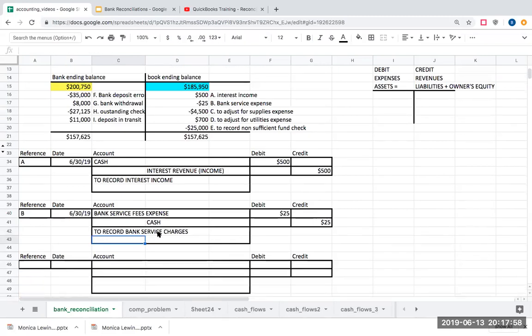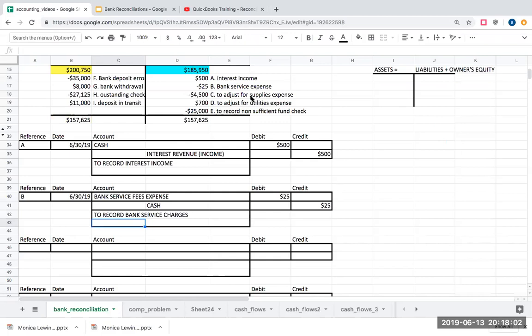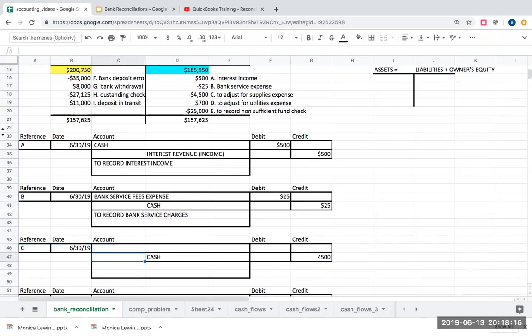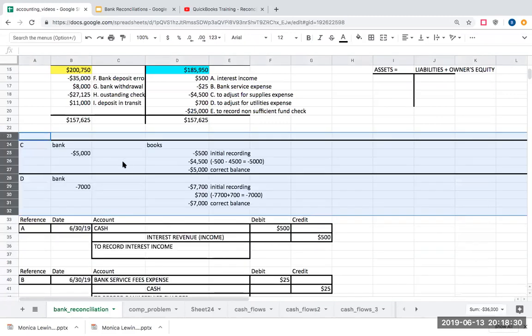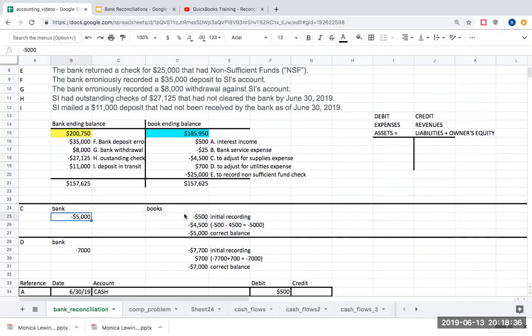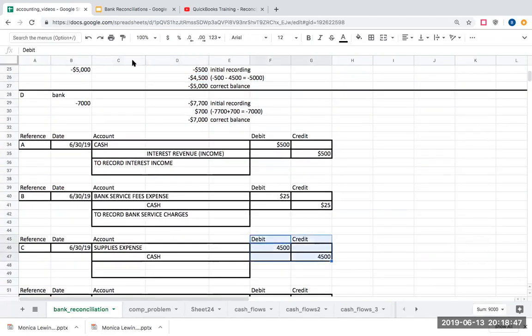Okay. So my next one here is a negative $4,500 to adjust for supplies expense. Because this is a negative amount, I'm going to show this over here as a credit to cash. Again, this is letter C. This is going to be 6/30/19. And here for every credit, I need a debit, and this is going to be to supplies expense. Now, if we don't remember what we just went through with that supplies expense, over here, the bank properly recorded it as a negative 5,000. However, I only recorded it as a negative 500. Therefore, I need another $4,500 worth of expense, which is what I've done right here, okay?